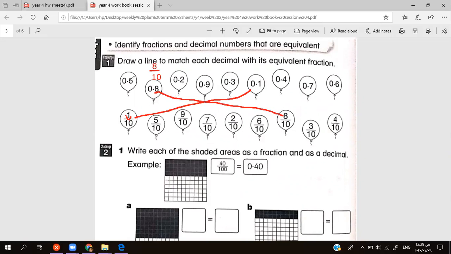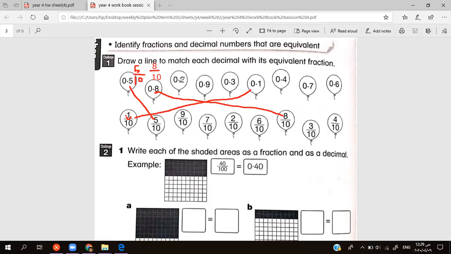Here, 0.5 means it is 5 over, only one number after the decimal. So it's over a number with only one 0, which is 10. Where's the 5 over 10? It's here.